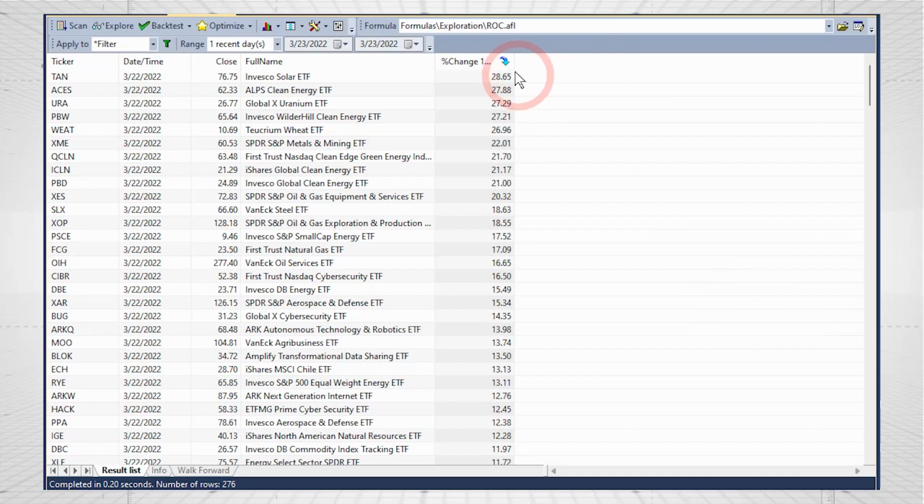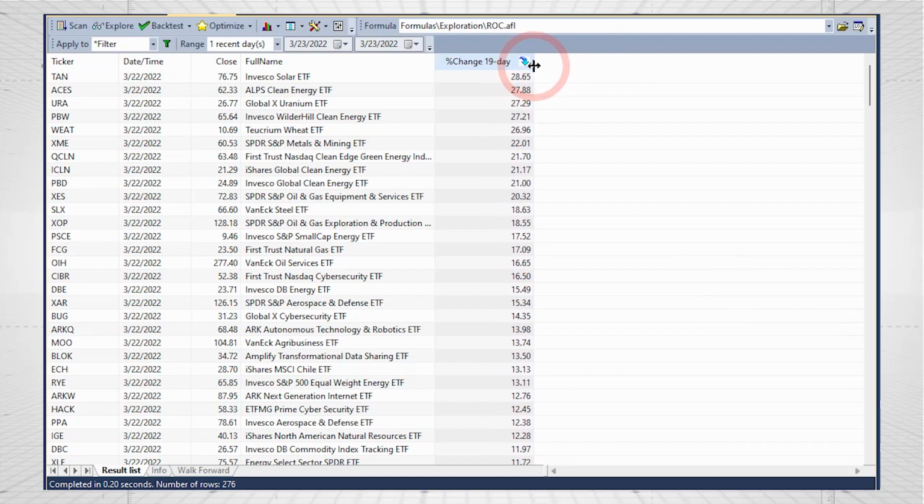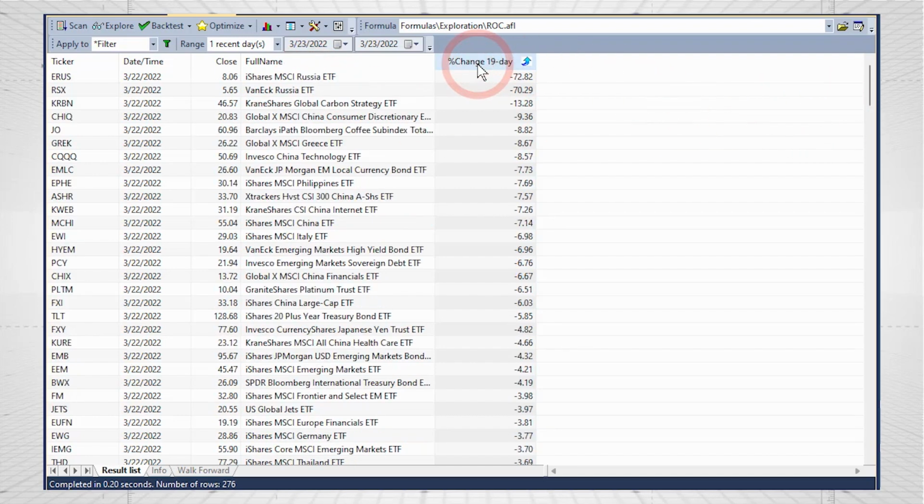So I ran a scan on the 19-day rate of change because it's been 19 trading days since the invasion when I ran this scan on Wednesday. And I sorted by the percentage change. And this can tell us which groups were leading since the invasion, and which are lagging. If I reverse this sort here, obviously Russia is lagging.